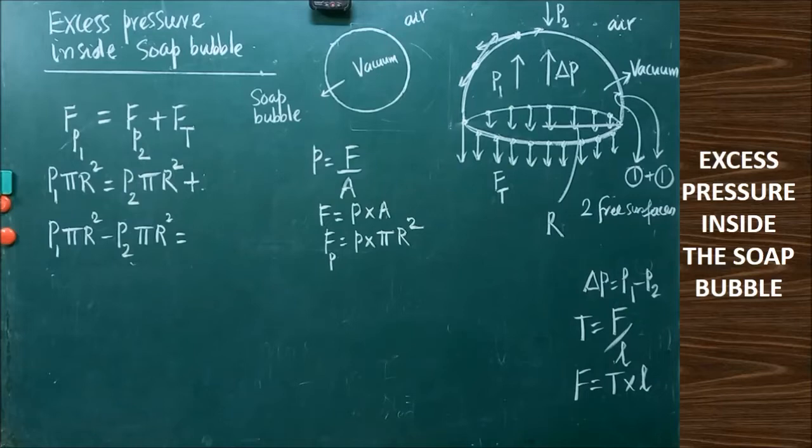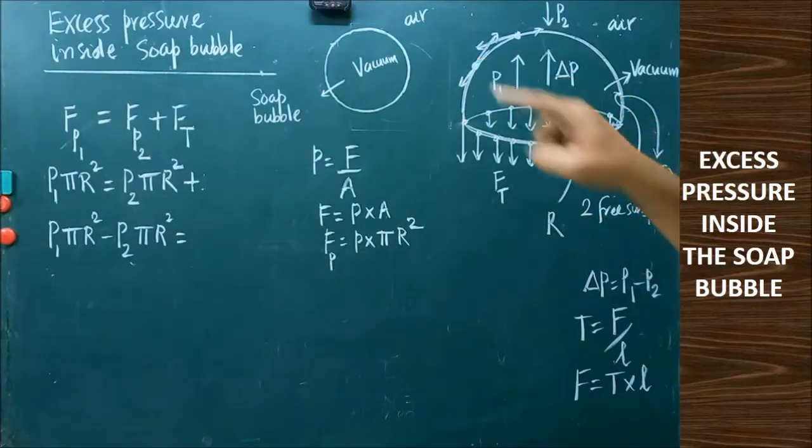In the case of soap bubble, how many free surfaces are there? Look at here. Within this, vacuum is there, so there will be a free surface, and another surface is there outside, that is in contact with air. One surface is in contact with vacuum, another surface is in contact with air. Therefore, how many free surfaces are there? 1 plus 1. Therefore, 2 free surfaces are available in the case of soap bubble.